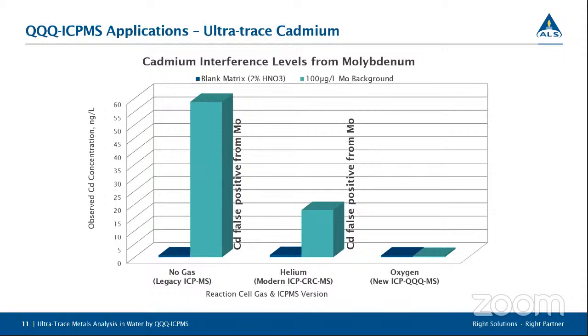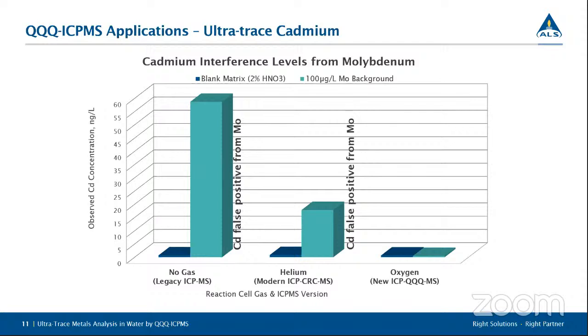So depending on reported detection limits, the concentration of molybdenum required to produce a false positive will be well over 500 micrograms per liter, and in most environmental samples, typically you don't have a high concentration of molybdenum.